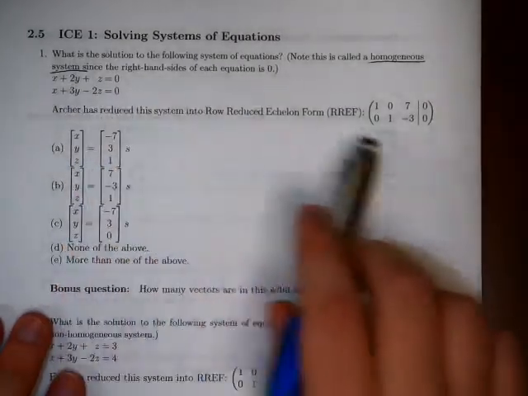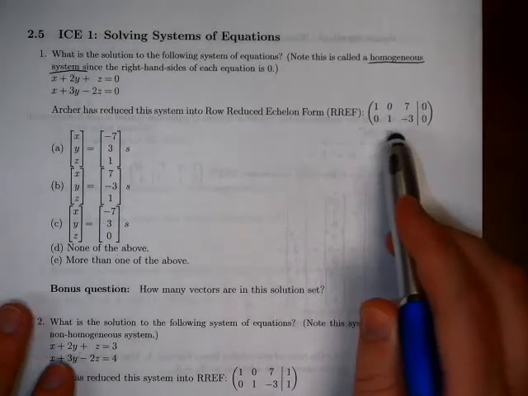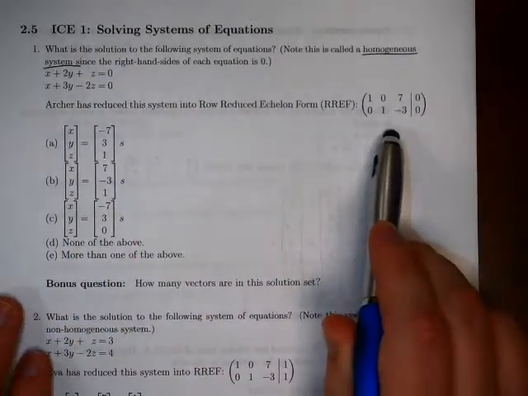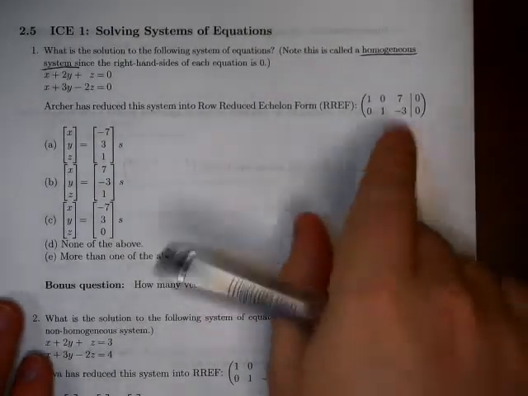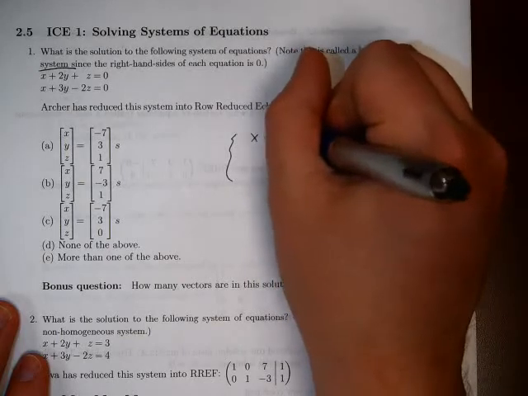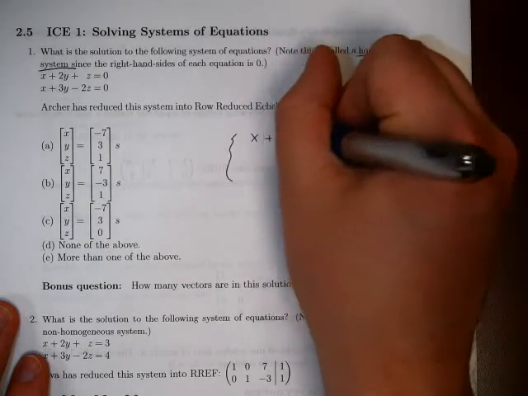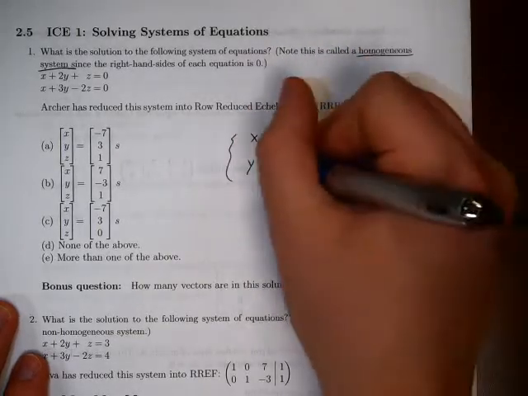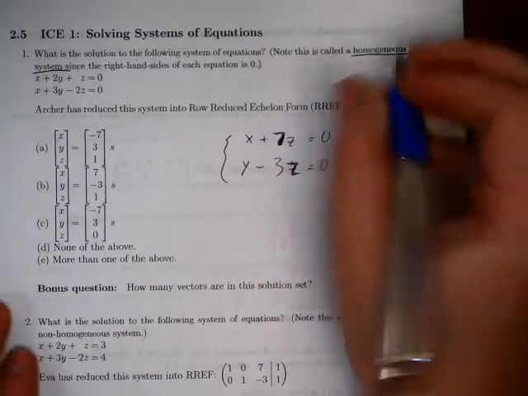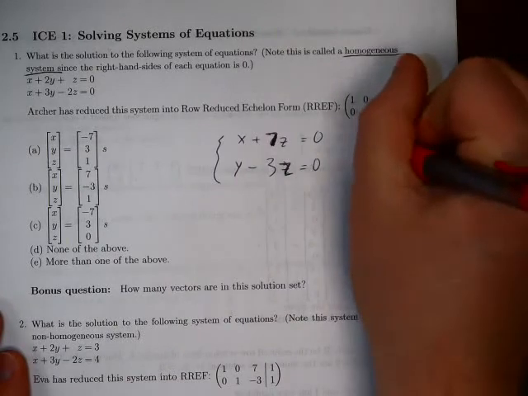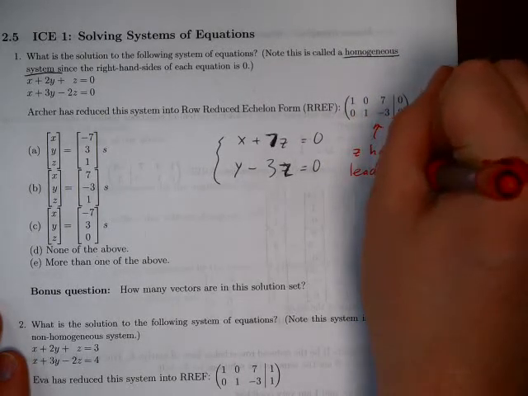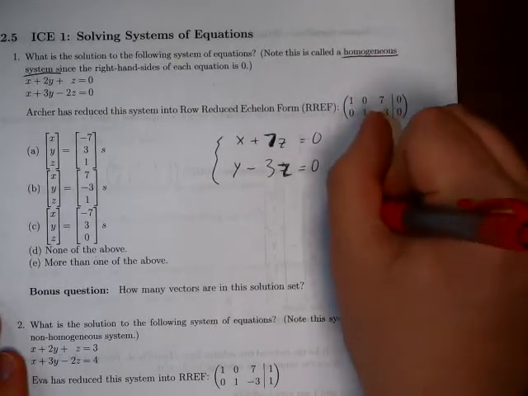So this system, if you put it into a matrix and get reduced row echelon form, you should be able to get this as the solution. If you want extra practice, I recommend trying to get from here to here on your own, just for some extra fun. What we can do is write this system as x plus 7z equals 0, y minus 3z equals 0. And notice that z has no leading term, so z is a free variable.